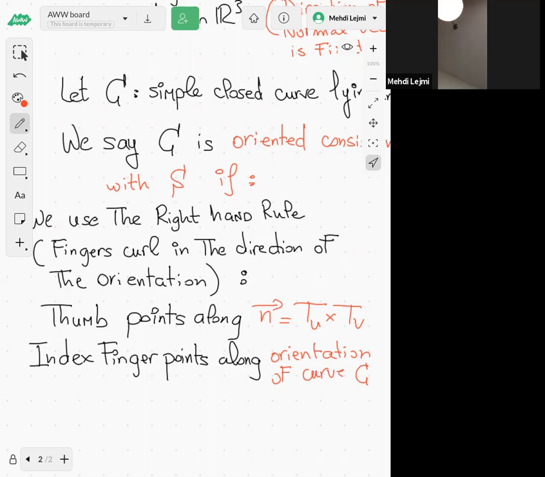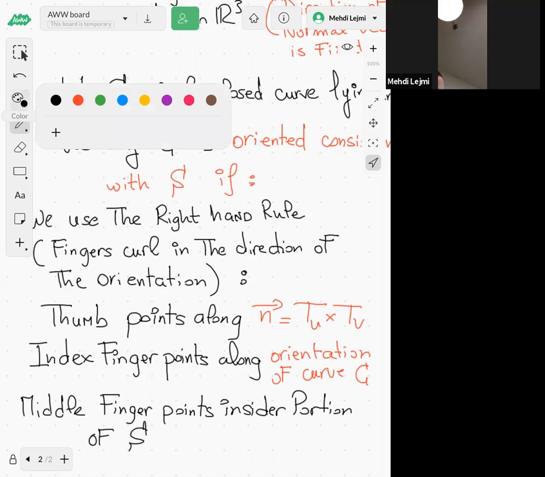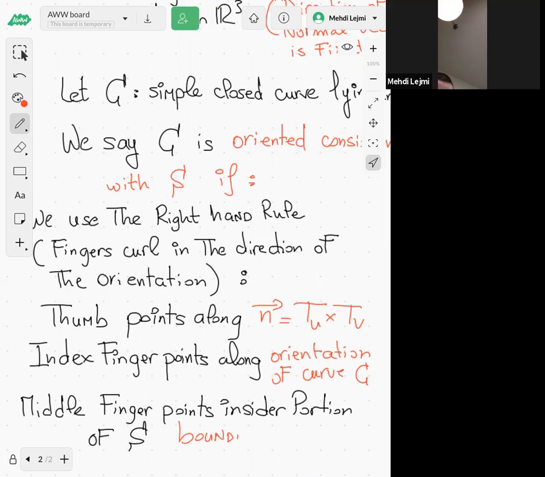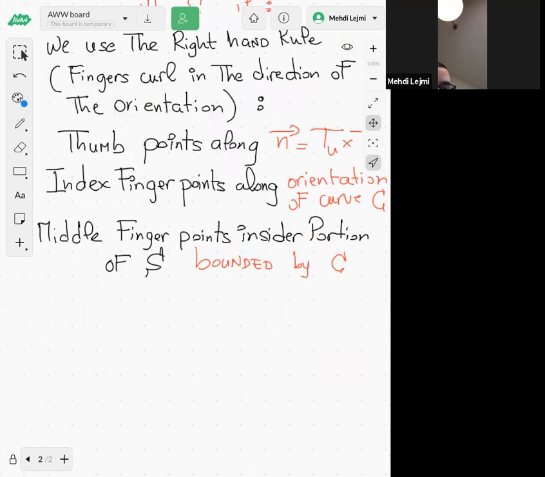Okay, and then the middle finger will point inside the portion of the surface bounded by C. So the middle finger points inside the portion of S bounded by C. Okay. In other words, let me graph here to give you an idea.